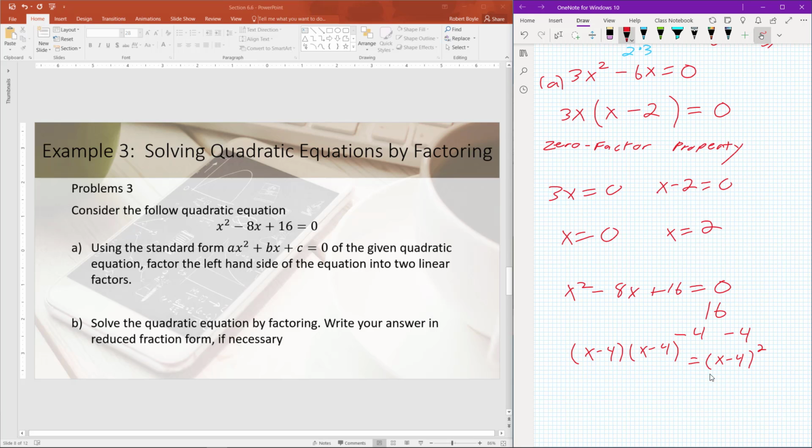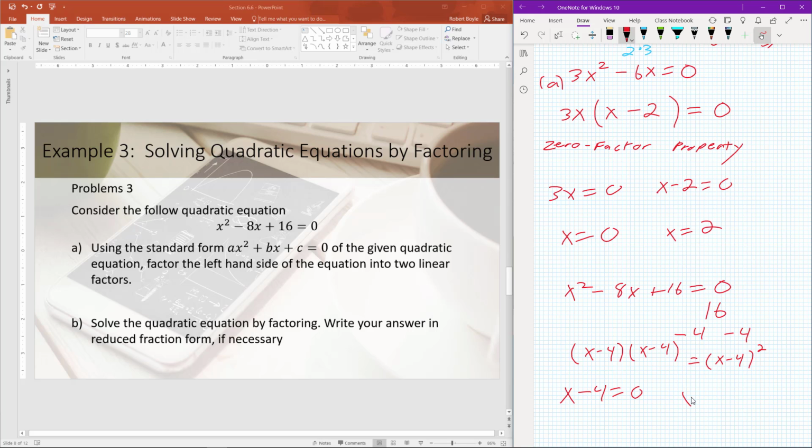This right here is what we call a perfect square. It will have exactly one solution, and it will only intersect the x-axis at one point, and that point is x is equal to 4. So to use the zero factor property, well, there are two factors, but they're the same, so we only have one equation to solve, so that makes life a little easier. And that equation to solve would be x minus 4 is equal to 0.